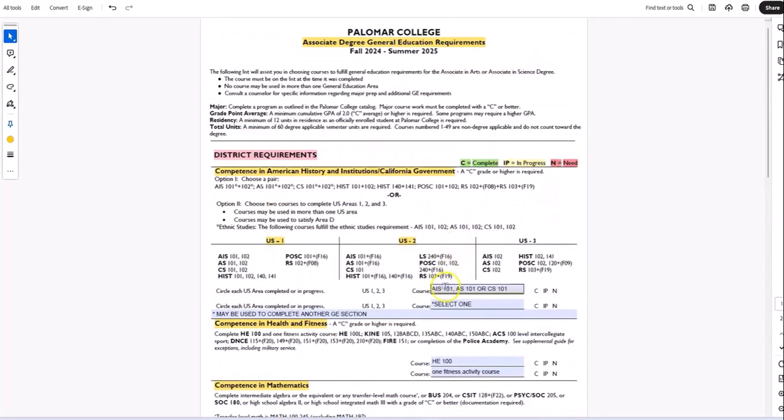You may also pick American Indian Studies 102, Africana Studies 102, and Chicano Studies 102. It's just simpler sometimes doing the 101. And then when it comes to the second class, you will select something else, usually from US 3.